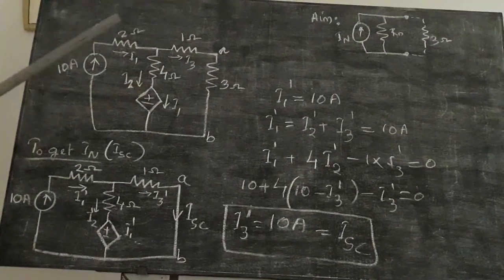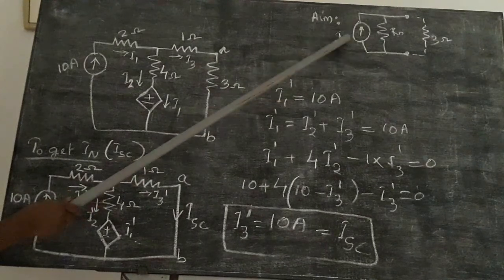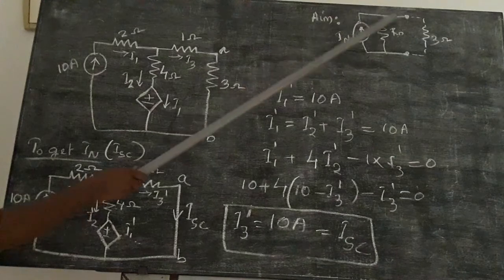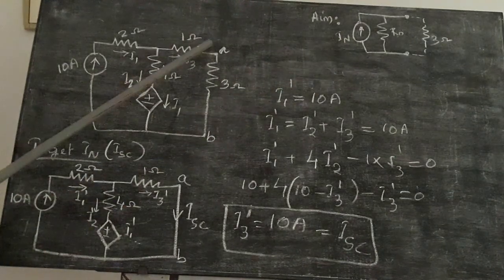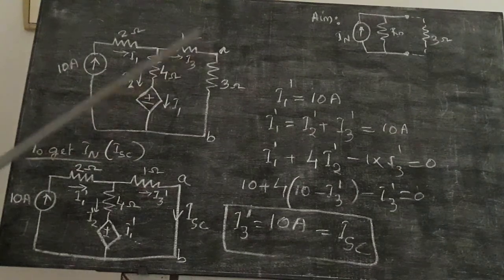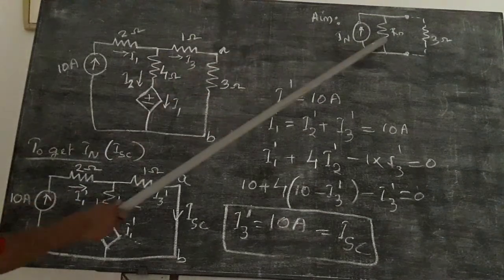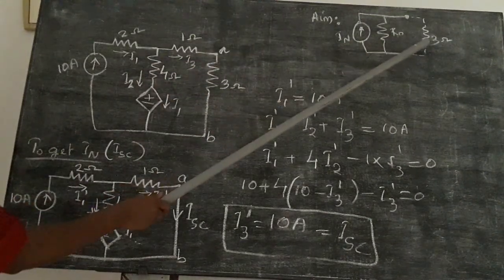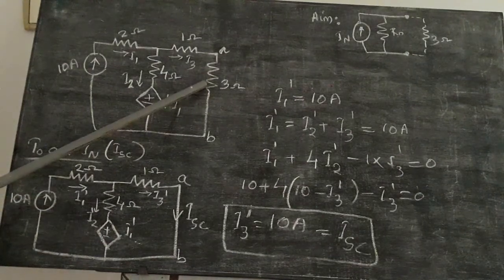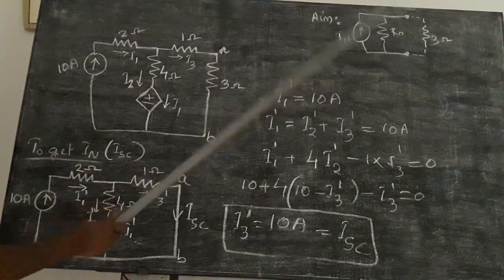Our aim is to find a current source IN and RN, and connect IN in parallel with RN. This current source is equivalent to this circuit. And after obtaining the Norton equivalent of the circuit, we are connecting the 3 ohm resistor with the equivalent circuit, that is this 3 ohm resistor. Okay, this is our aim. So we have to calculate IN and RN.